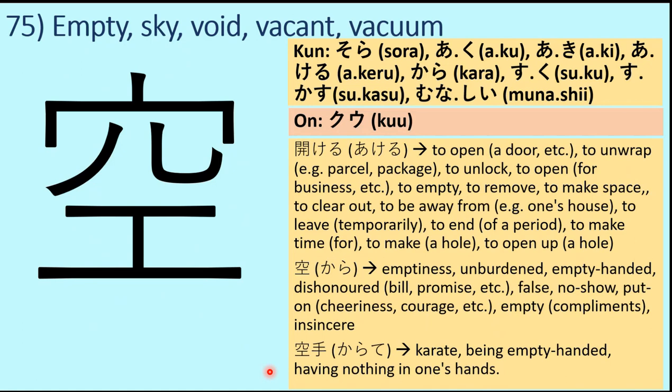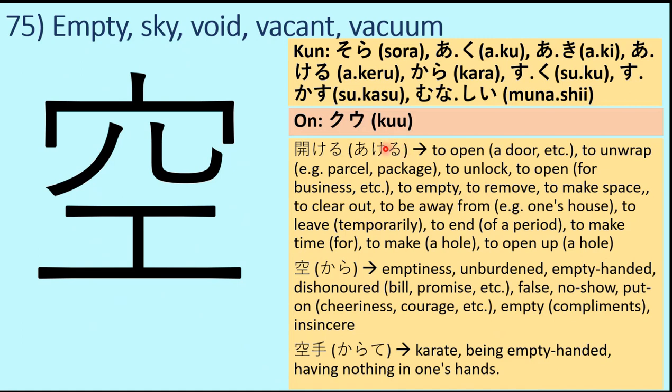Few more Kun'yomi meanings. Akeru: to open a door, etc. To unwrap, for example, some parcel or package or some mail. To unlock, to open for business, etc. To empty, to remove. So this is basically the verb form. So you can see from these meanings, we are writing everywhere to empty, to remove. That means this is some action, and that's why it's a verb, and that's why this ru is used.